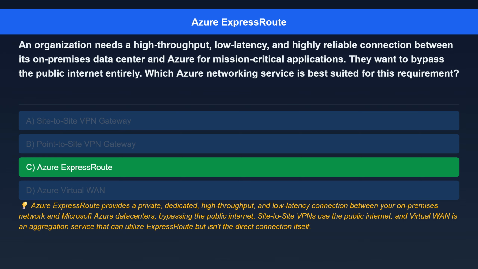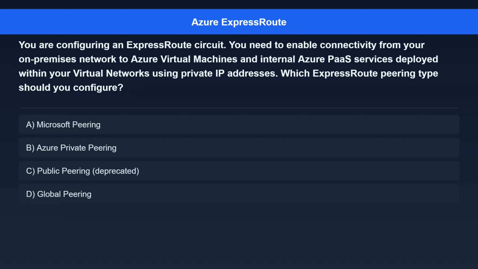The correct answer is Azure ExpressRoute. Here's the explanation. Azure ExpressRoute provides a private, dedicated, high-throughput, and low-latency connection between your on-premises network and Microsoft Azure data centers, bypassing the public internet. Site-to-site VPNs use the public internet, and Virtual WAN is an aggregation service that can utilize ExpressRoute but isn't the direct connection itself.